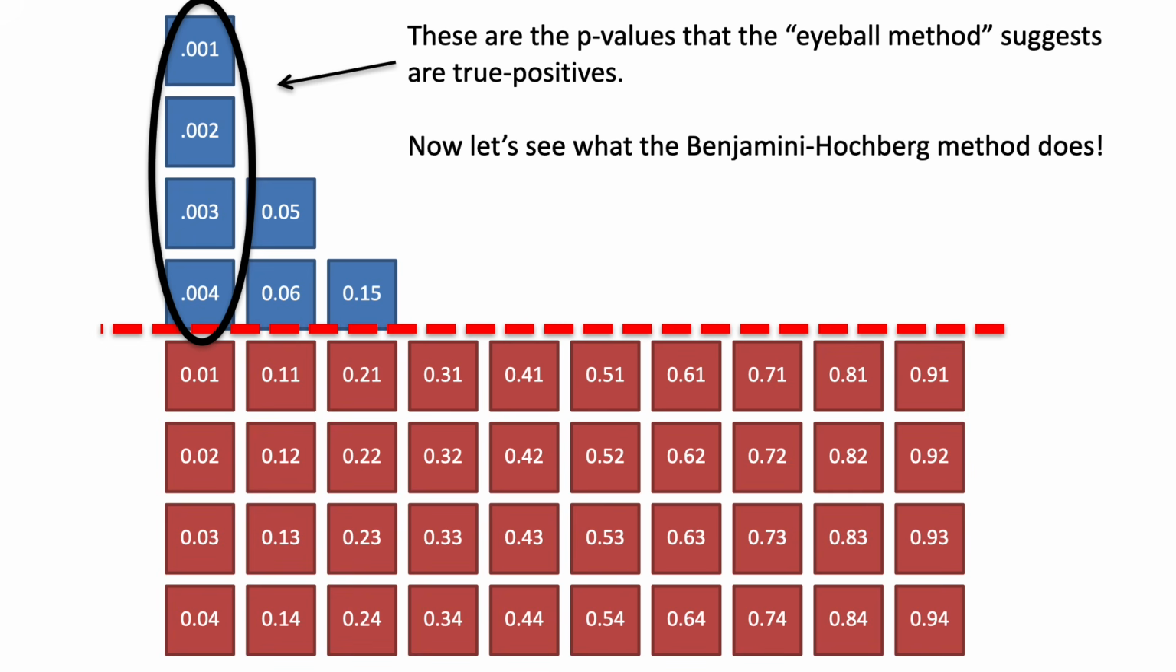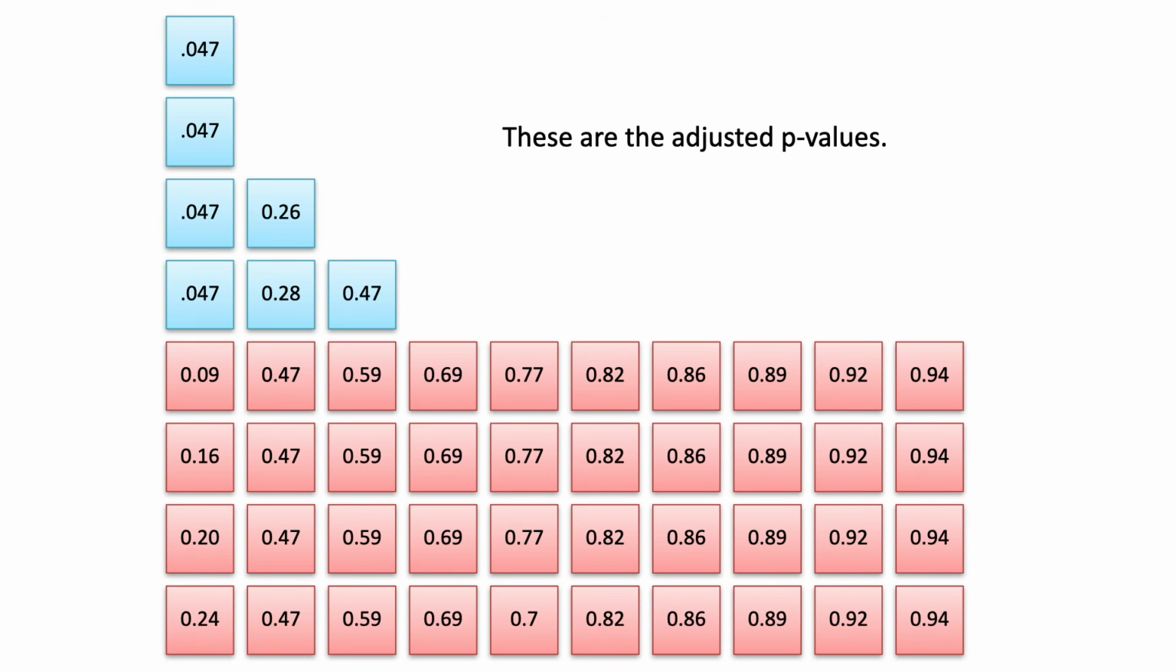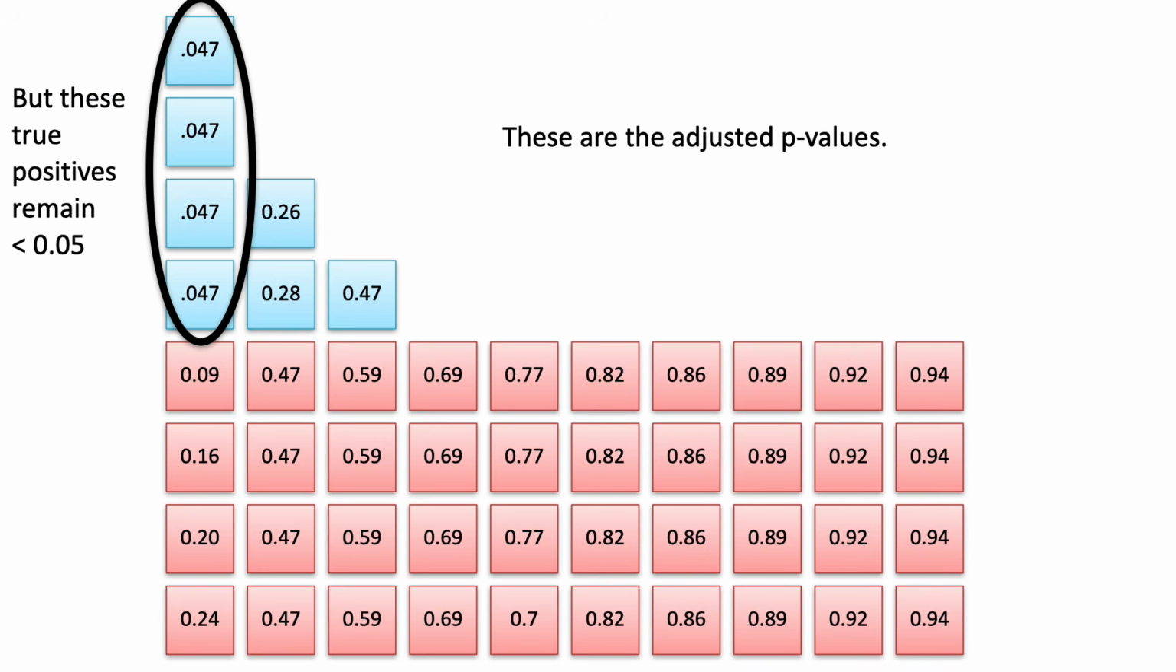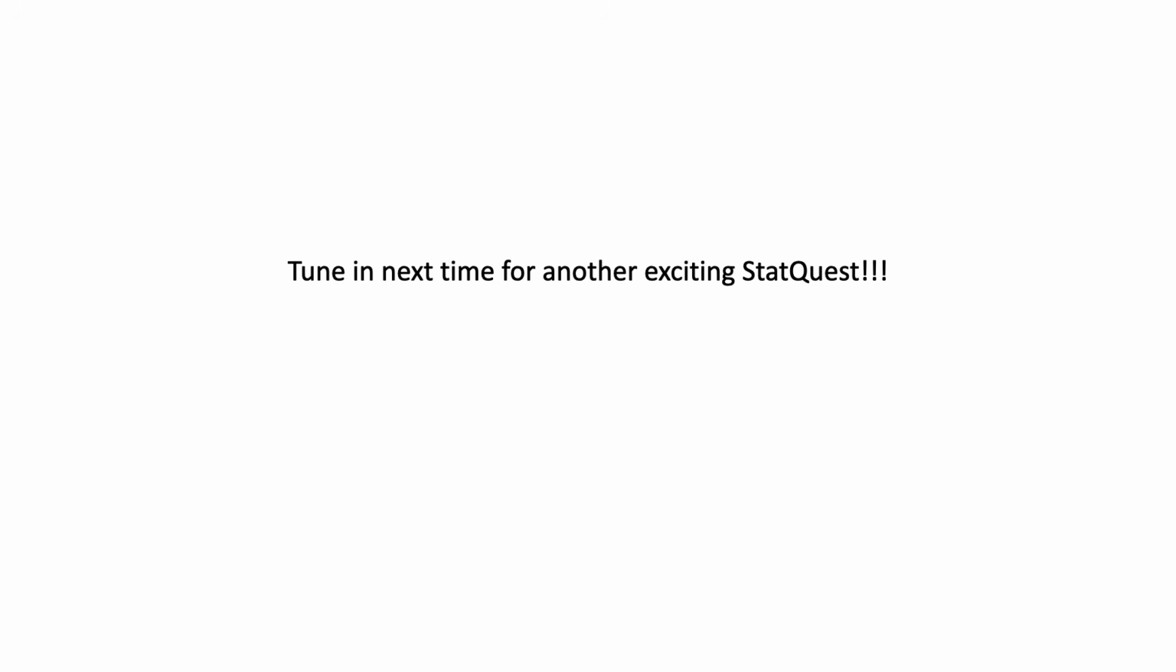Now let's see what the Benjamini-Hochberg method does. Here, I've shown you the adjusted p-values. The false positives are now all greater than 0.05. But these true positives remain less than 0.05. Double bam! Hooray! We made it to the end.